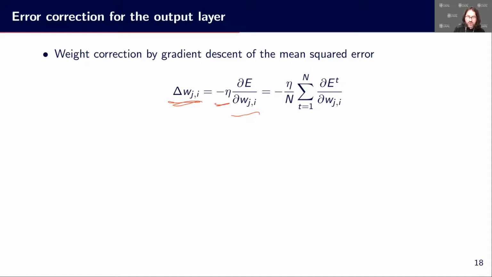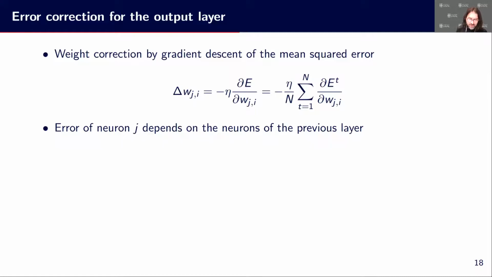If we expand the equation, it is basically computed by summing the partial derivative for each sample, going back to the mean squared error formulation. So this is it directly. The error of the neuron j depends on the neurons of the previous layer. So we need to connect this error with the output of the neurons of the previous layers, which are basically the input of our neuron j.